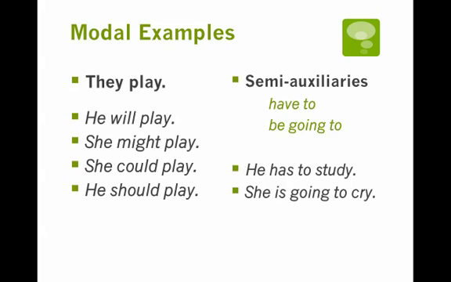We also have semi-auxiliaries that involve the preposition to: have to, and going to. These are a lot like the verb do in that they add emphasis. "She is going to cry." That's how most of us would say it. We'd put the emphasis on this verb.